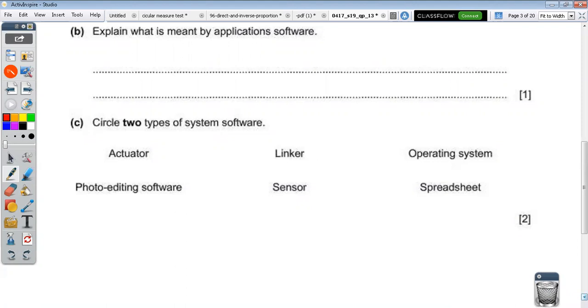So what are the two system software there? The first one is the operating system. Which other one is a system software? A linker. We talked about it the other day.